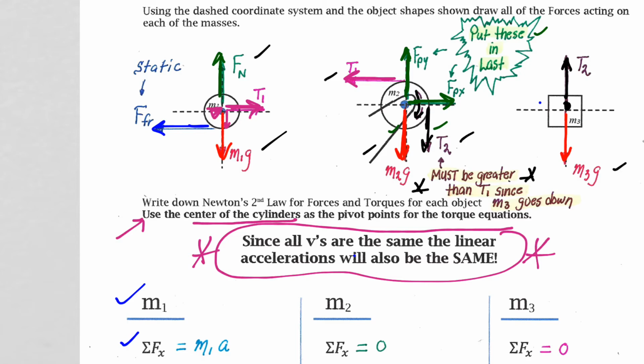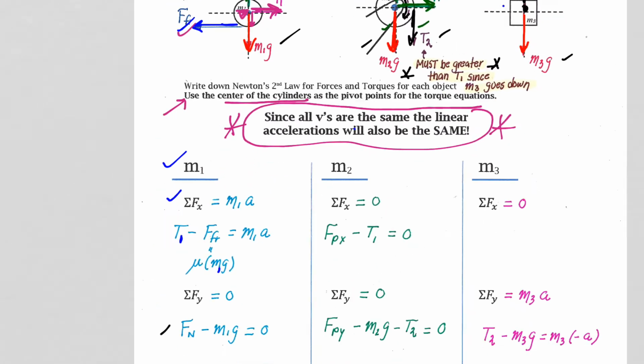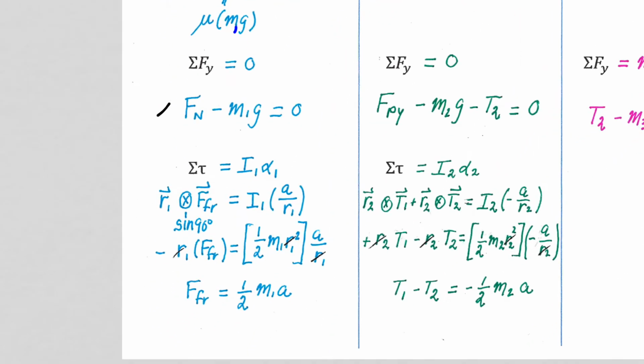The normal force, tension 1, and mg all act through the pivot point, so they won't contribute to the torque. Only the friction allows the torque to be calculated. So let's do this. Torque equals R1 cross F, the force of friction, sine of 90 degrees. I1 is given by 1/2 mr squared.